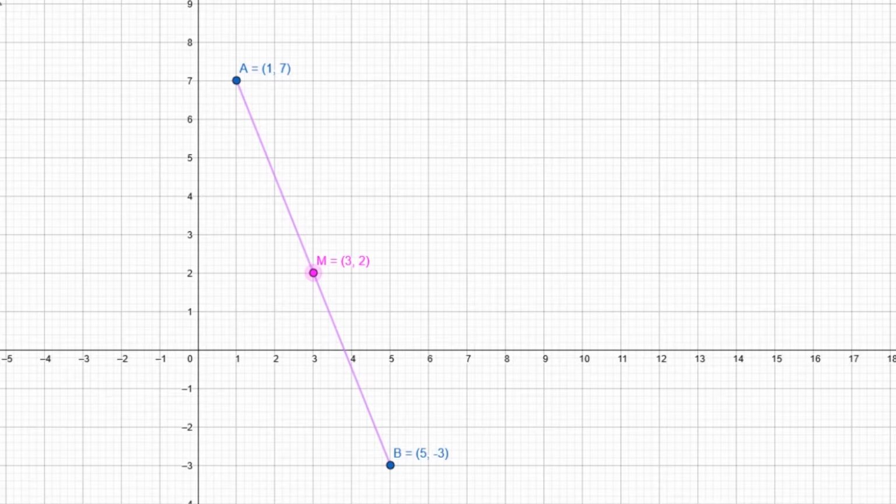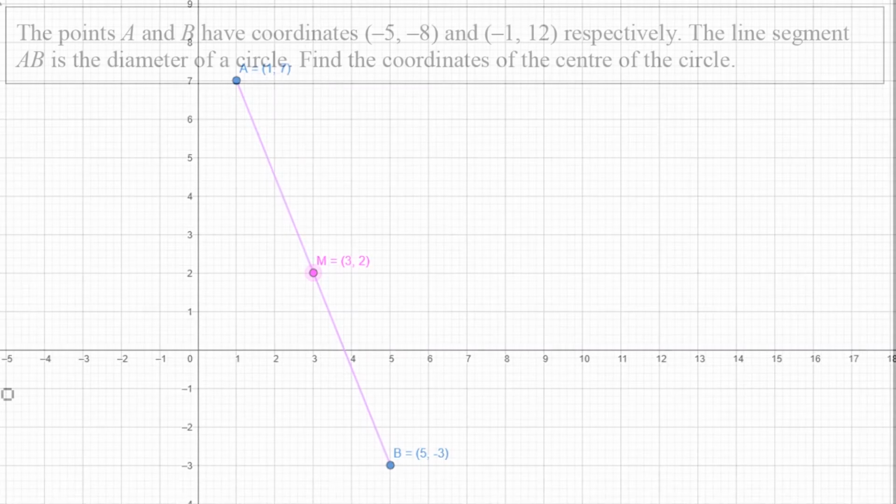I know that in a simple example like this, with a coordinate grid where we want to be able to see everything nice and clearly, it was incredibly easy to see that those were the coordinates of M before we even started. But if you have much larger coordinates, ones where it's not so easy to see on a diagram, we'll have to do it in this calculation way.